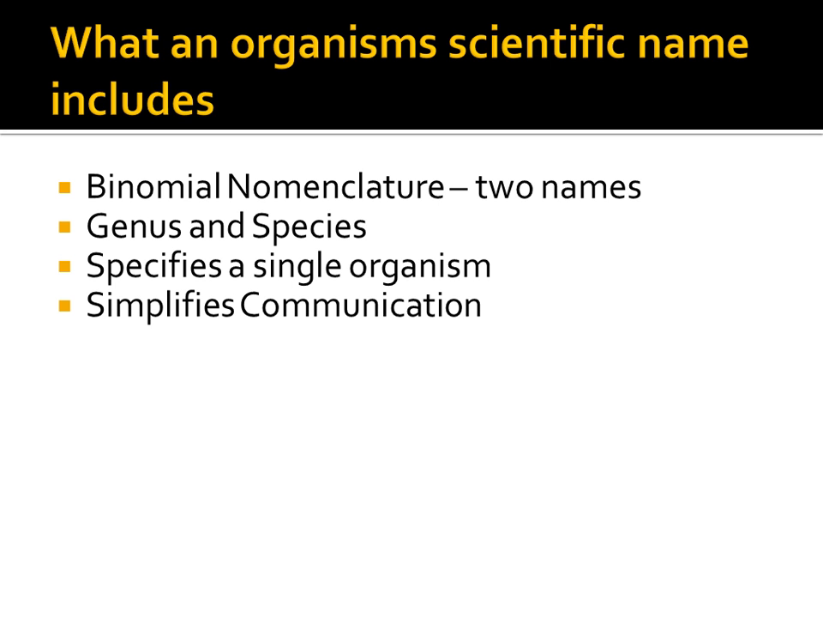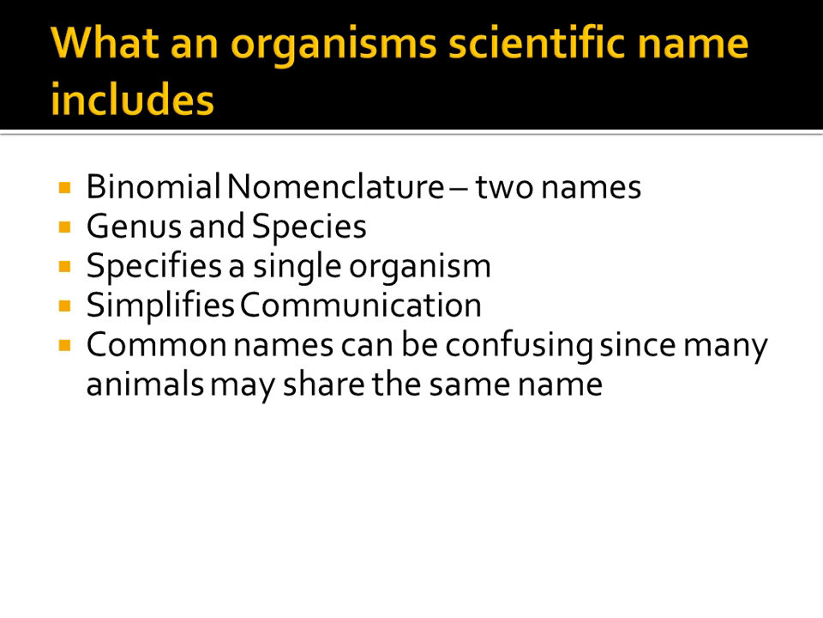And it basically simplifies communication. It lets scientists talk about things and not have to worry about, are we talking about the same thing? So you know how bad it is when you think somebody's talking about something and all of a sudden you find out, no, they're talking about something different. This allows them to not have that issue. Because common names can be confusing since a lot of animals may share the same name, and then also we run into that sometimes they have different names for different animals in different countries under different languages. Whereas if we use a scientific name, we all agree it's one thing.